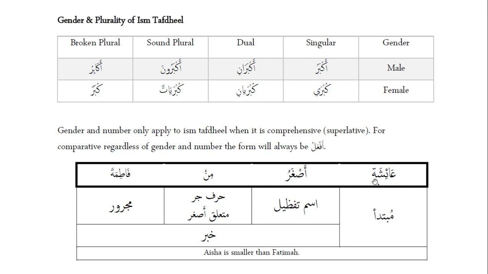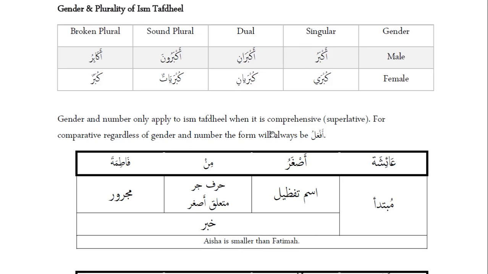So just a quick breakdown of this. We have our mubtada being Aisha, ism tafdheel being asghar, min being the harfu jar, forcing the word coming after it to go into a state of jar, therefore we call it majroor, and we would say the min is muta'alliq to asghar because it's ism tafdheel, which can act in place of a verb because it is derived from a verb. And this would translate to Aisha is smaller than Fatima.